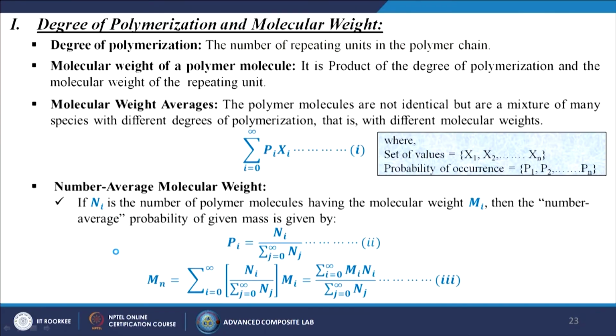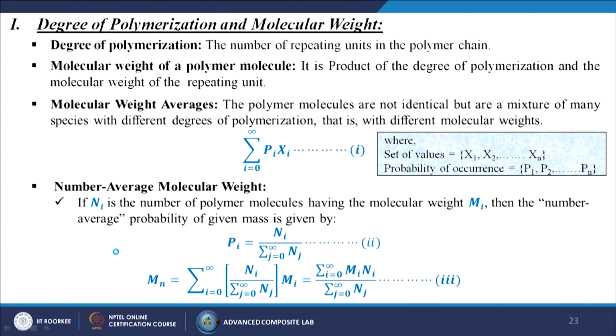First, the degree of polymerization and the molecular weight. We first have to know what the degree of polymerization is. The number of repeating units in the polymer chain is known as the degree of polymerization. What is the molecular weight of the polymer molecule? It is the product of the degree of polymerization and the molecular weight of the repeating unit.